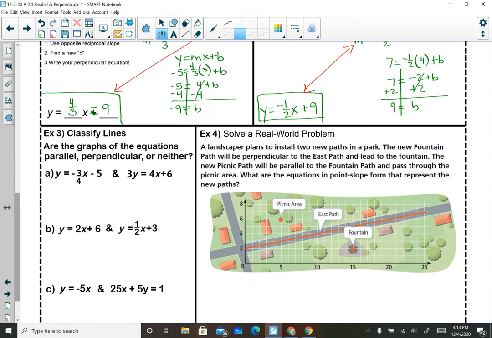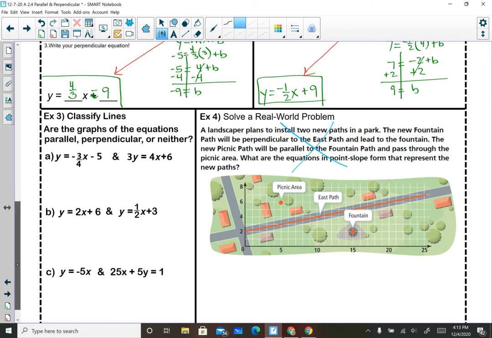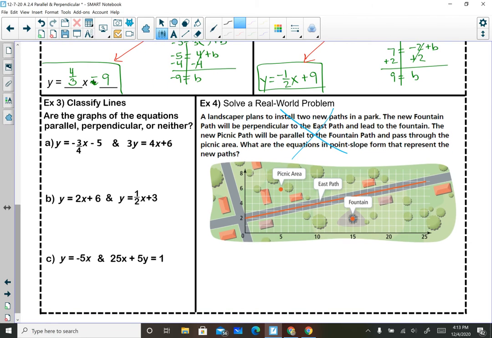The last two, we are not going to do this story problem. It's a little excessive. We'll talk about some story problems later, but this one's a little much. So we're not going to do 4, but we are going to do 3. So to finish this up, we need to be able to classify lines, which means just tell if they're parallel, if they're perpendicular, or if they're not either one. Okay, so if they're neither.